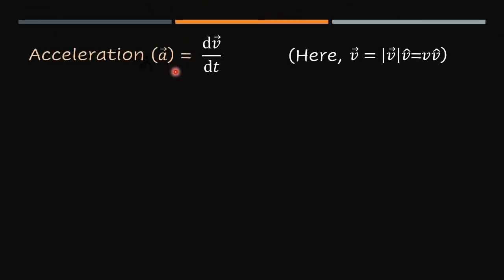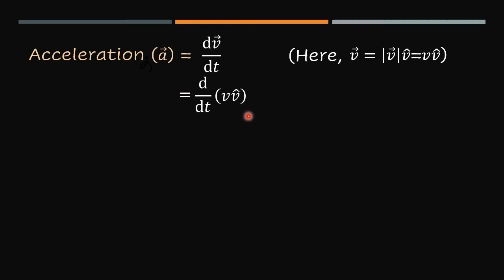We know acceleration can be expressed as the first order differentiation of the velocity vector, and the velocity vector can be expressed as the product of its magnitude and direction. Here this letter v denotes the magnitude of this velocity vector, while v cap denotes the direction of this velocity vector. So acceleration now can be expressed in this form.